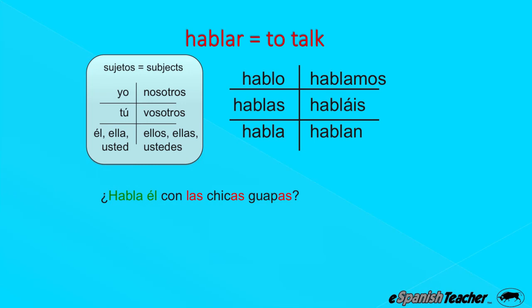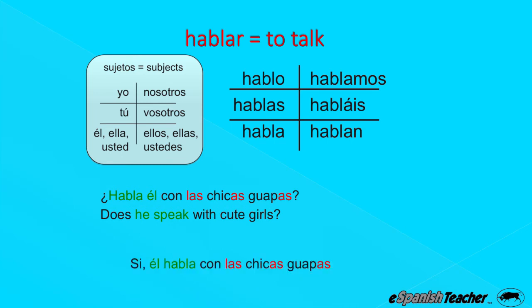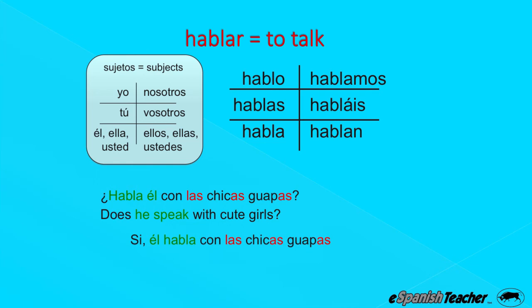¿Habla él con las chicas guapas? Does he speak with the cute girls? Sí, él habla con las chicas guapas. Yes, he speaks with the cute girls.